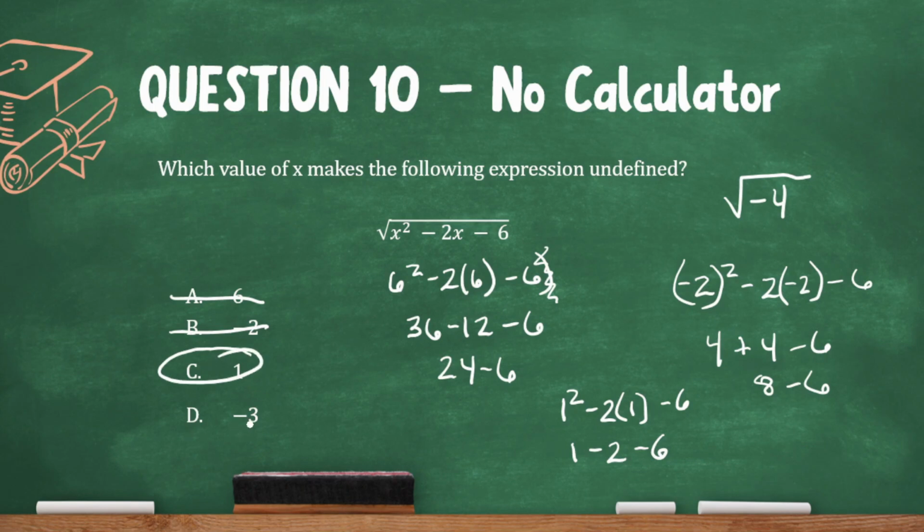And let's just check the last one to be sure. So if we put in -3 squared minus 2 times -3 minus 6, -3 squared is +9, negative 2 times negative 3 is positive 6. And those would just cancel out and give us positive 9. So yes, C is our answer because it gives us a negative value and we cannot take the square root of a negative.